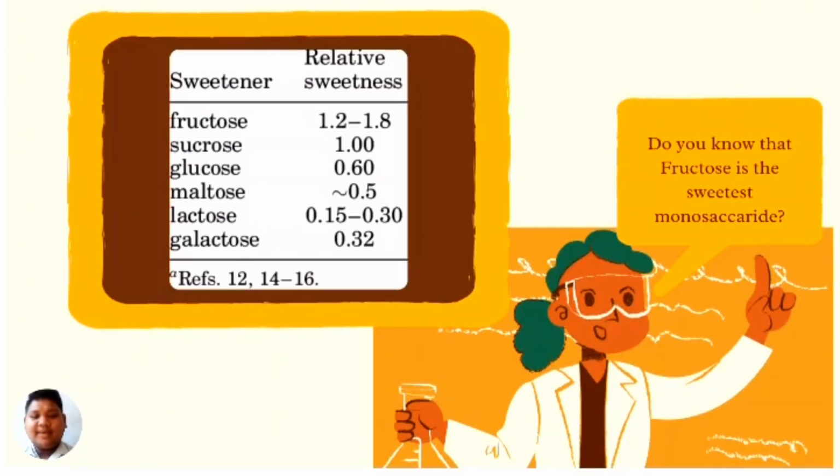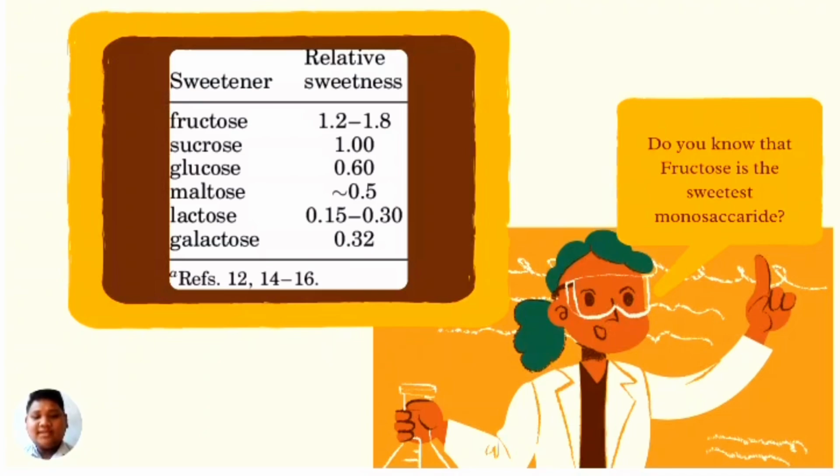As demonstrated by my assistant Kenny here, we have a table showing sweeteners and their relative sweetness values. As you can see in the chart, fructose is the sweetest of all naturally occurring sugars, being about 1.2 to 1.8 times sweeter than sucrose or table sugar, and roughly twice as sweet as glucose. Now, you wonder, why is that? Why is fructose the sweetest? Well, that is because of fructose's structure.